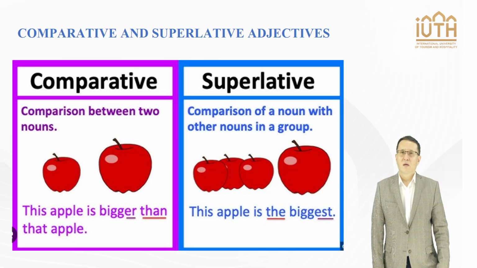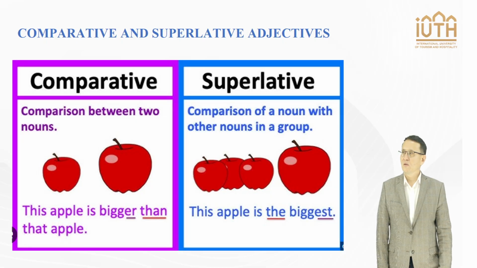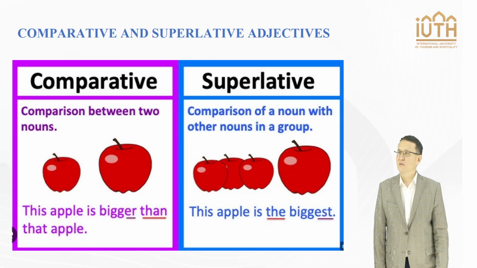So today our grammar topic is comparative and superlative degrees of adjectives. So comparative is comparison between two nouns. For example, this apple is bigger than that apple. So in comparison, we add the ending er to the adjective. And when we compare two things, we use the word than.